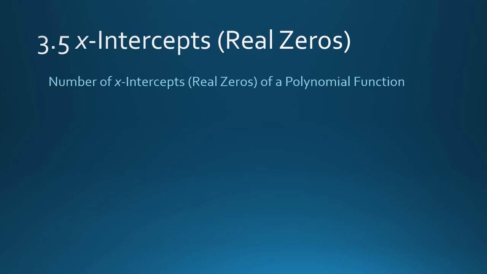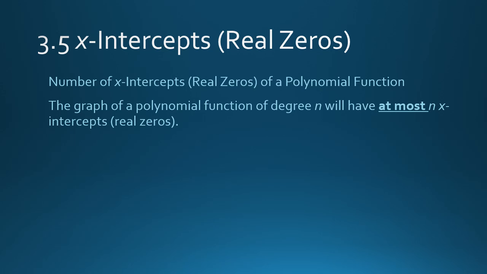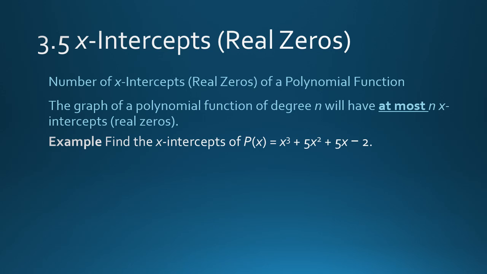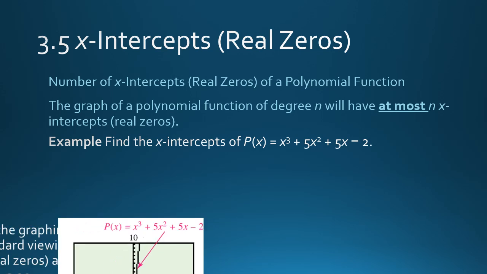Okay, so we're going to talk about the number of x-intercepts or real zeros of a polynomial function. The graph of a polynomial function of degree n will have, again, here's those two words, at most n x-intercepts or n real zeros. At most. It may not have that many, but it cannot have more. So for example, we've got p of x equals x to the third plus 5x squared plus 5x minus 2. Based on this rule, I know that the most number of x-intercepts that I'm going to have will be 3 because I have x cubed as my highest power.